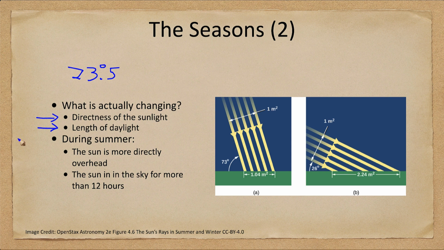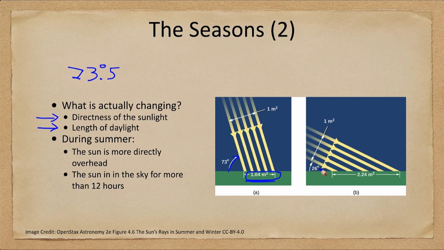So let's go ahead and look at this. Here we see how directly the sun is hitting us. So for a location, say around the middle of the United States, you might get something like 73 degrees for the altitude of the sun on the first day of summer. So that means you are concentrating those rays, and that 1 square meter of rays spreads out over 1.04 square meters of space on the ground, concentrating that energy in a much smaller area.